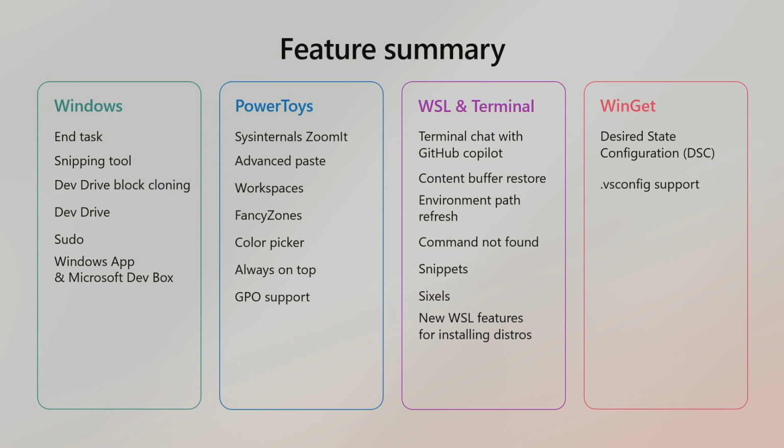And then we talked about DevBox very briefly. And PowerToys, of course, has a ton of utilities that are extremely helpful. And we are adding Zoomit in the very near future. And then lastly, our bread and butter, WSL and terminal, where we've got GitHub Copilot now integrated into terminal chat, as well as the other little paper cuts that we fixed with content buffer restore and environment path refresh, as well as the fun snippets, seeing those images directly in terminal.